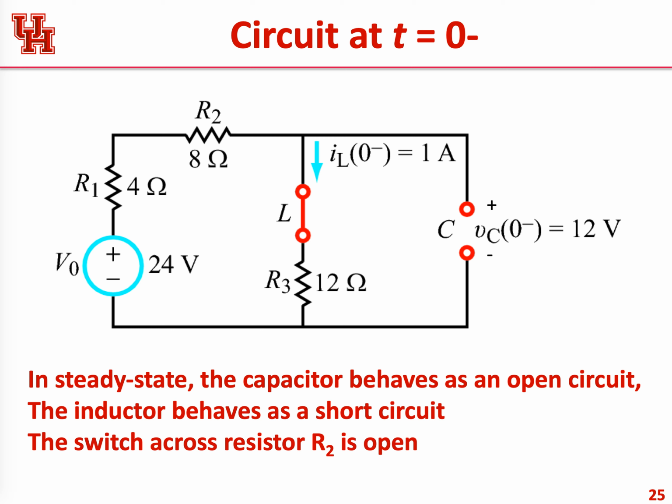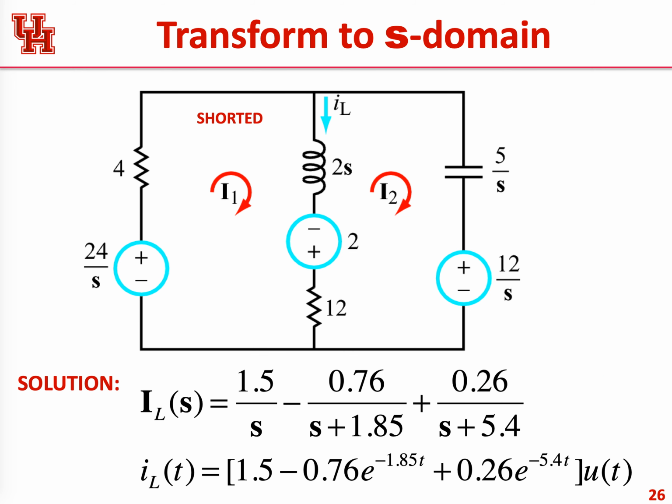Because there was no current flowing across this, right? So in steady state, right? So it's going to be 24 volts minus this current here, okay, times 4 ohms plus 8 ohms, right? So that is going to be 12 volts, right? So this is going to be 12 volt. But then we're going to divide that by S, all right? Because it's a capacitor's initial voltage.